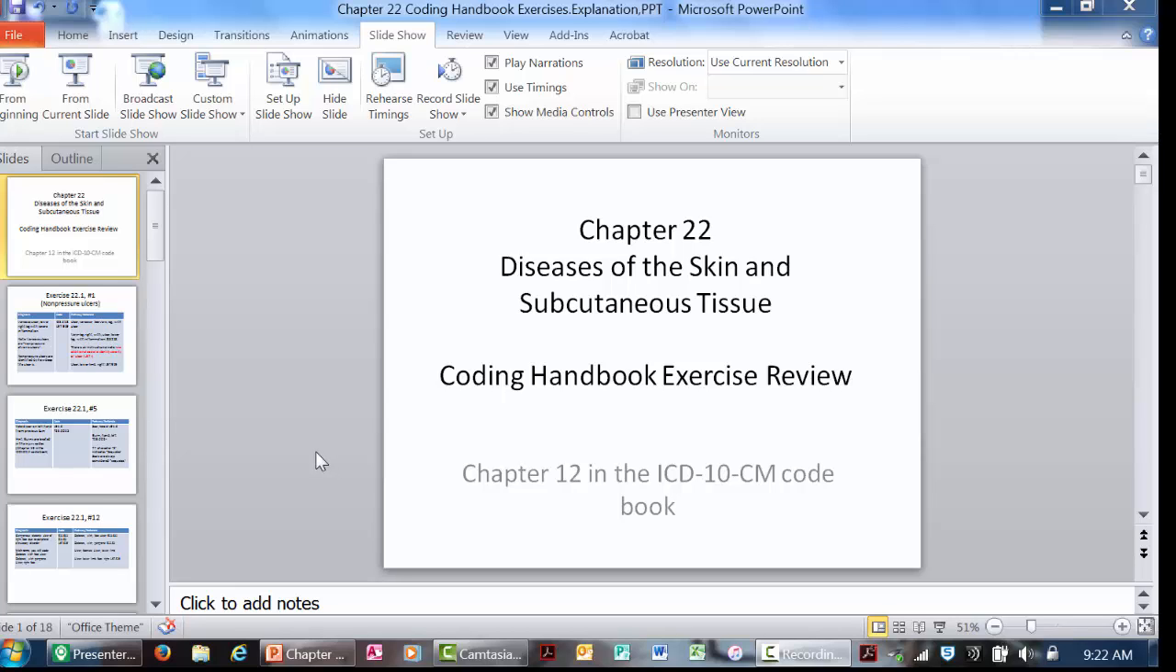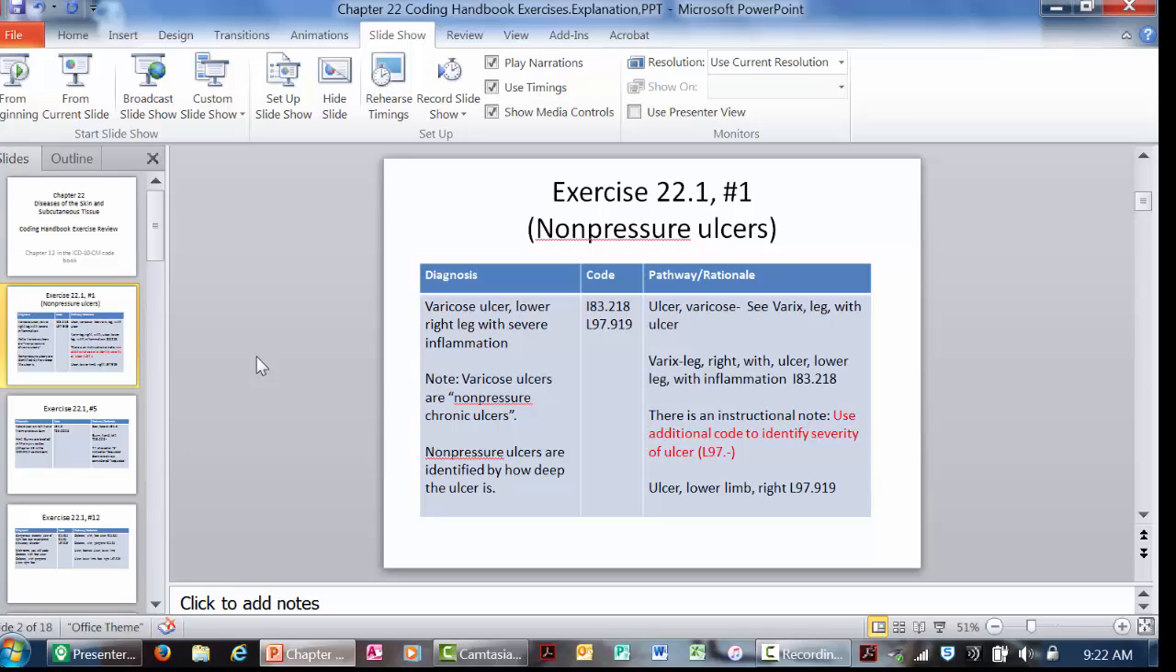Today we're going to talk about Chapter 22, the diseases of the skin and subcutaneous tissue, and this corresponds to Chapter 12 in the ICD-10-CM codebook. From your reading, you probably realize that ulcers are classified as either pressure or non-pressure ulcers. Depending on whether they are pressure or non-pressure, they are identified different ways. The staging of an ulcer is usually related to pressure ulcers, and non-pressure ulcers are more identified by how deep they go.